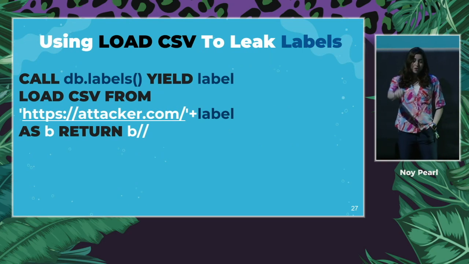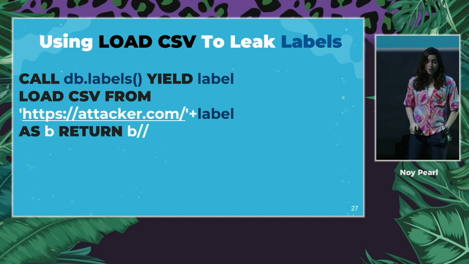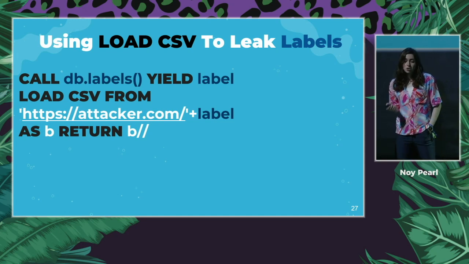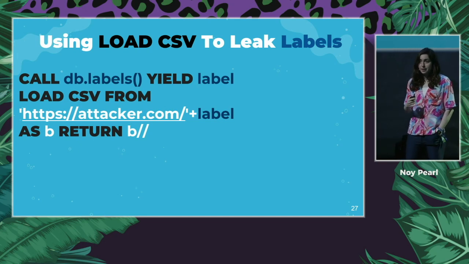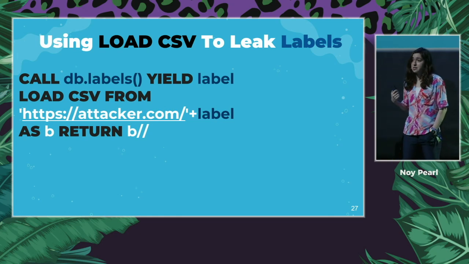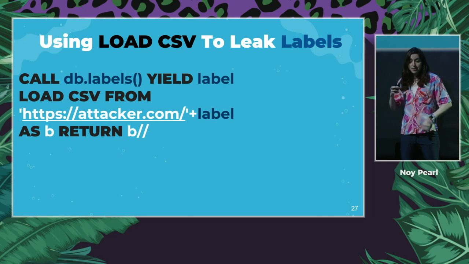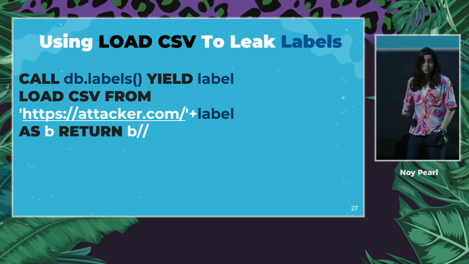I know this is a lot of text, but we actually insert those four lines as the injection, dismiss the last line. What we actually do here will be to run a procedure called db.labels. It actually returns back all the labels in a database to us. Then we use loadCSV from, and we put our own URL to our own server, and we'll append the label at the end of the URL. So there will be a GET request to our own server with the leaked labels. And the two slashes, of course, at the end of the injection to comment out the rest of the query.